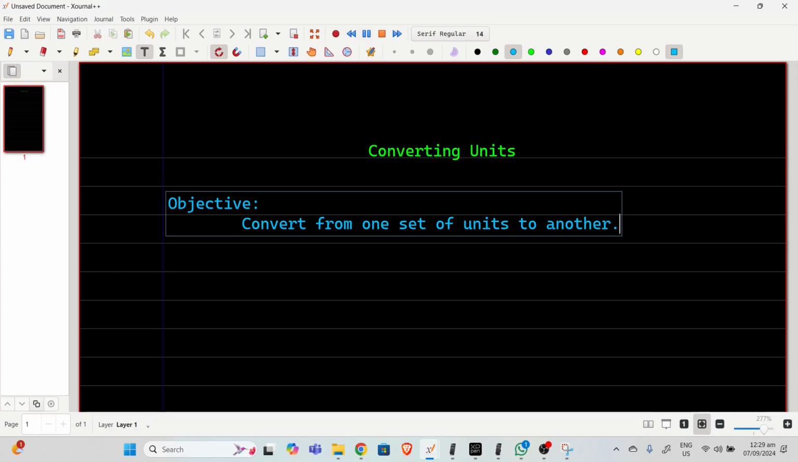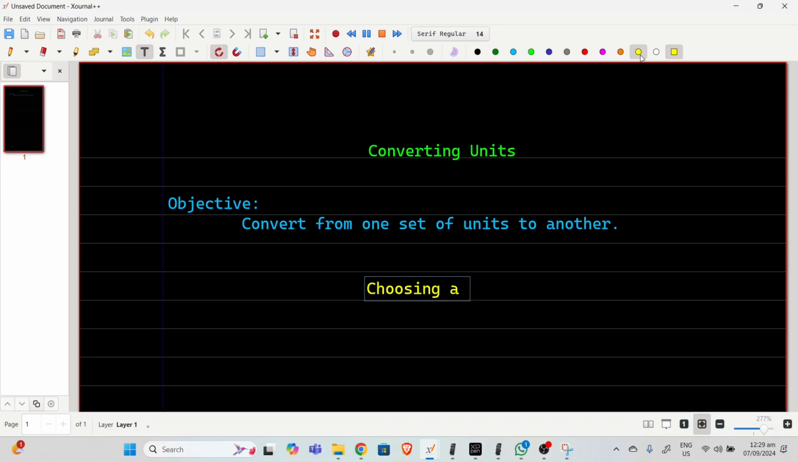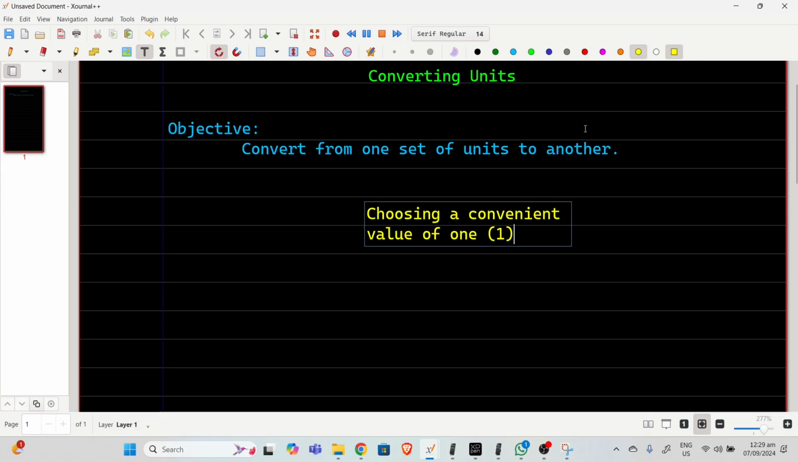Before we start this, I want to explain a concept called choosing a convenient value of one. I'm going to write that down. Choosing a convenient value of 1. And yes, I'm talking about the number 1. What this is going to teach you is that you can convert anything so long as you have a proper value of 1 for it.